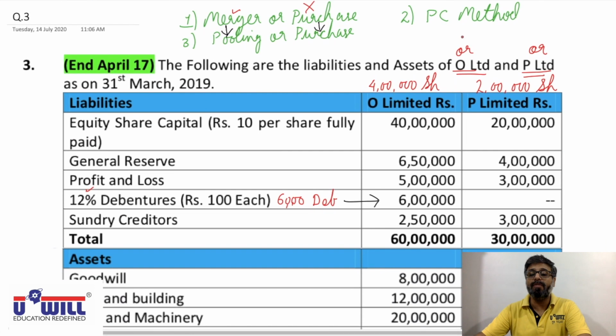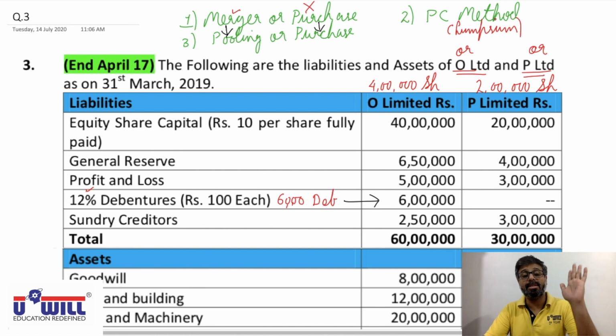Okay, which method of purchase consideration is it? Lump sum method. So we don't have to make any workings. The purchase consideration is already given. And third, which accounting method will we follow in the books of the transferee company? Because it is a merger, we will follow the pooling of interest method and not the purchase method.